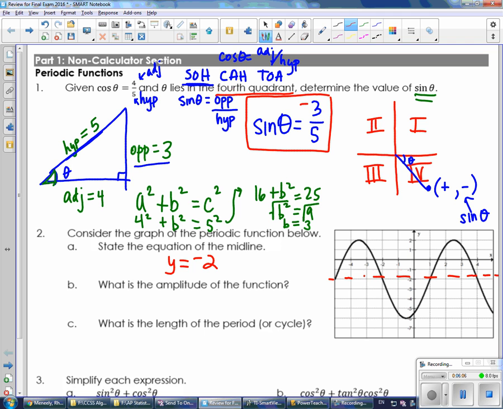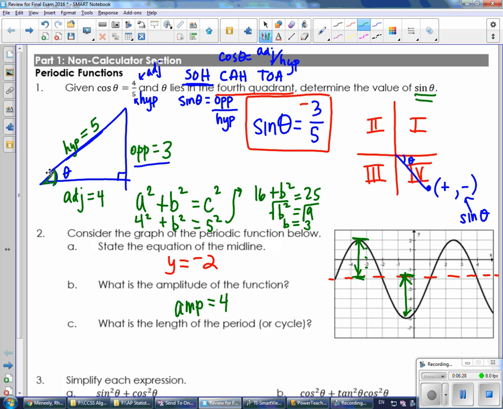Letter B asks about the amplitude. Well, the amplitude is going to be whatever the distance is from my midline to my max. Or I could also do the same thing from my midline to my min. It's going to be the same distance either way. And you can simply count the blocks. So 1, 2, 3, 4. So my amplitude is 4.